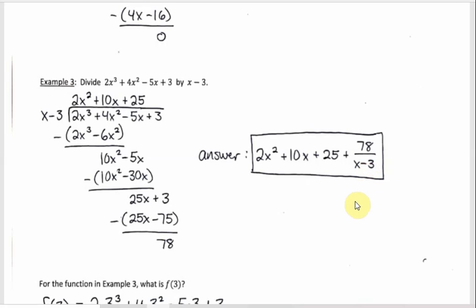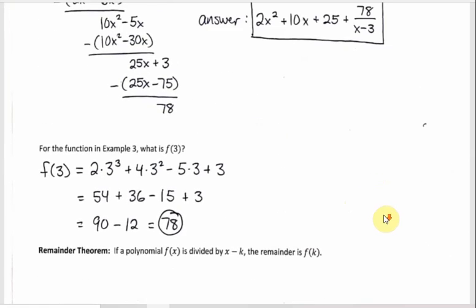You end up with that last term where it's remainder over divisor, which you really only need if your remainder isn't 0. Right? If your remainder is 0, it would just be 0 over the divisor, so typically you don't write that in. But that's what it should look like if you've got a non-zero remainder.